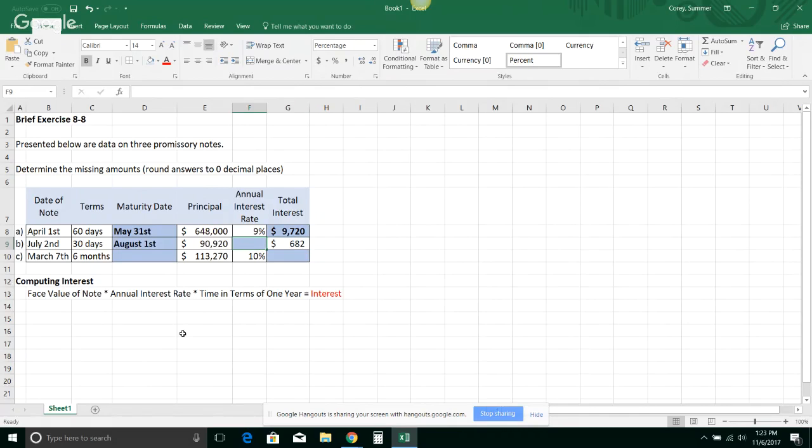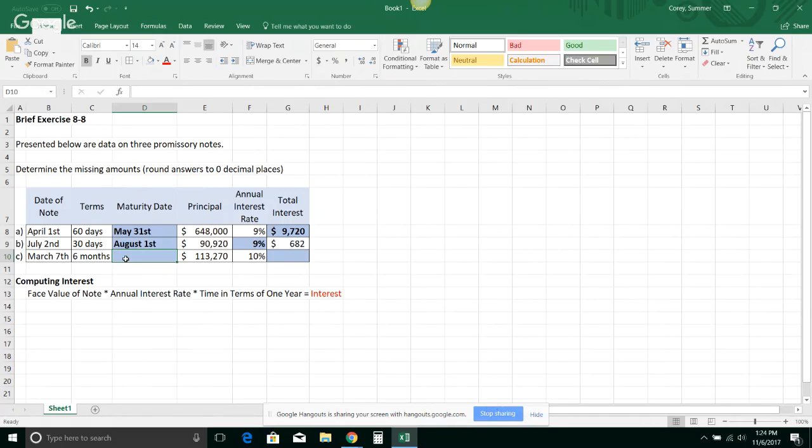In the annual interest rate, we're going to make it equal, and we're going to divide 682 by, open bracket, the face value, which is the principal, $90,920. We're going to multiply that by another open bracket, the terms, which is 30 days, out of 360 days. So we're going to close that first bracket, which is the red one, and then we need to close the whole thing. And that gives us an interest rate of 9%.